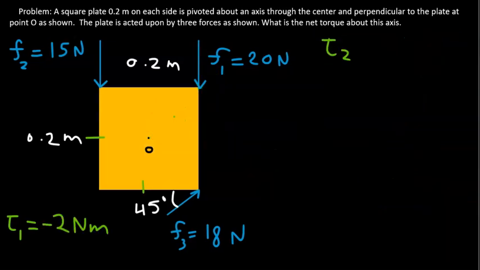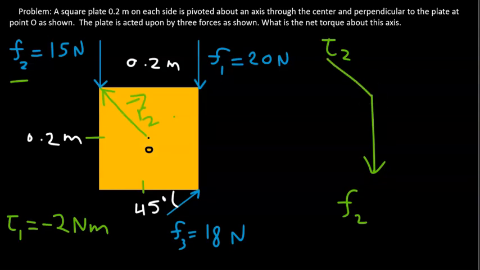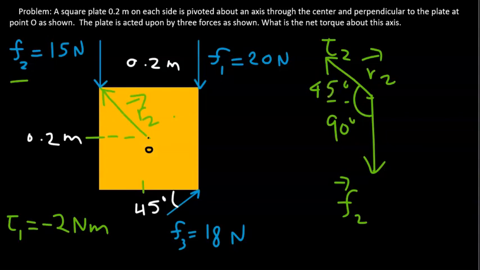Now let's calculate the torque due to force 2. So force 2 is going in that direction, so that's your force 2. Your position vector from the axis of rotation to where the force acts is given by that vector. So that means it's going to go like that. So that's your R2. That's your F2. And this is the angle between them. Again, this is 90 degrees and that is 45 degrees because that angle right there is 45 degrees.